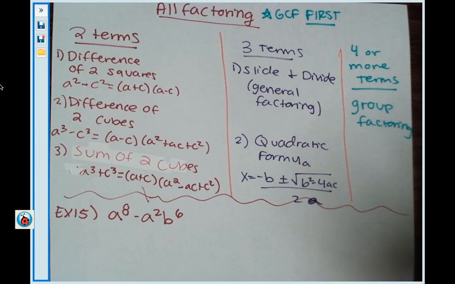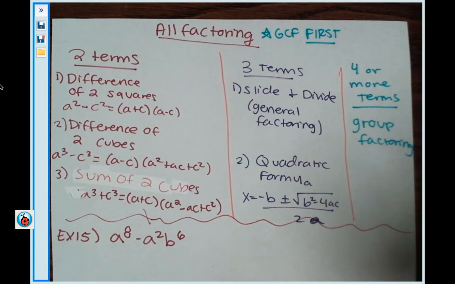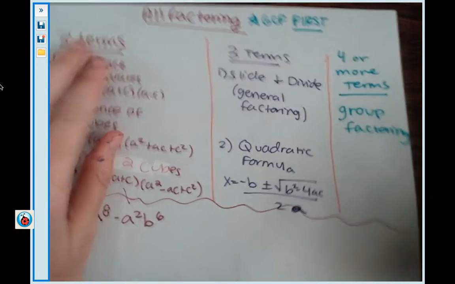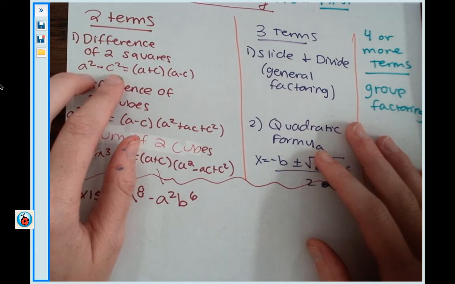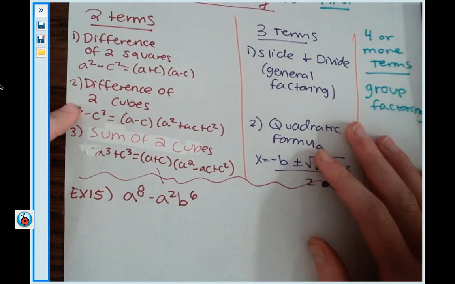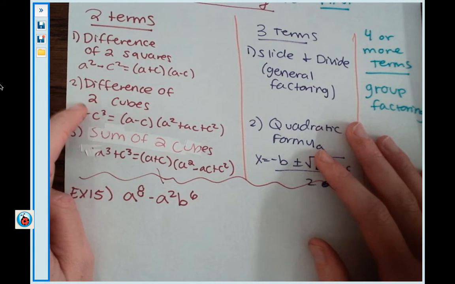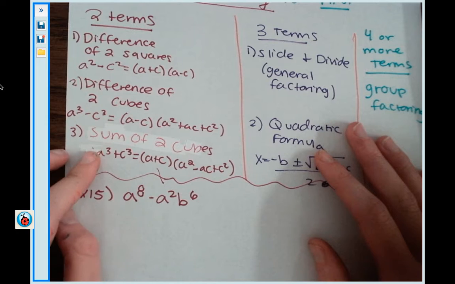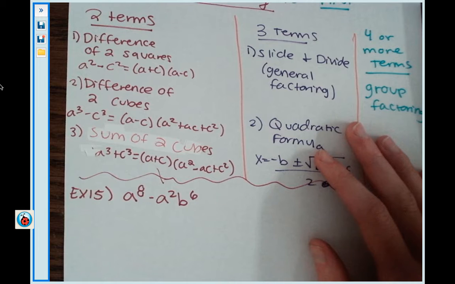That will tell you what factoring technique to use. Now, something you cannot forget, no matter which factoring technique we use, always try to factor out a GCF first. Always. Now, if you have two terms, we have three options. A difference of squares, if you are subtracting with two numbers and have two perfect squares, that tells you to use difference of two squares. If you have a difference of two cubes, so two numbers that are subtracting and are perfect cubes, you can use a difference of two cubes. Or a sum of two cubes, if you have two perfect cubes added together, you'll be using a sum of two cubes. So these are all the ones you use if you have two terms.